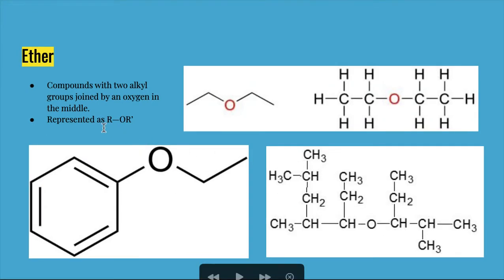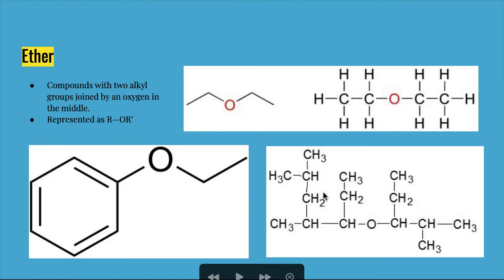So the next one is ether. And ether is a compound with 2 alkyl groups that are joined by an oxygen in the middle, which you can see over here. So there's alkyl, and then an O in the middle. So it's represented as R single bonded to an OR group. So that OR is the Z group that we talked about in the CZ classification. So ethers don't have the primary, secondary, and tertiary classification.